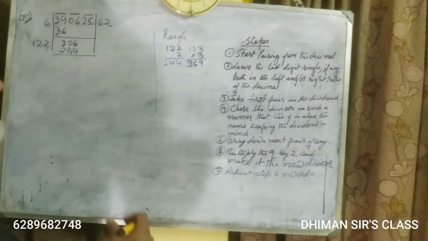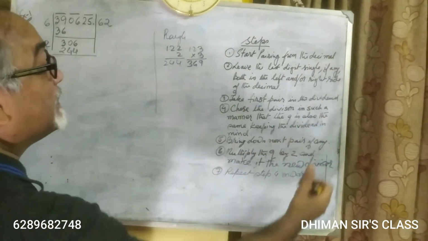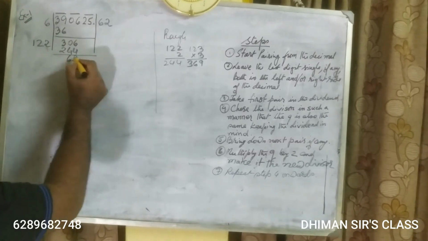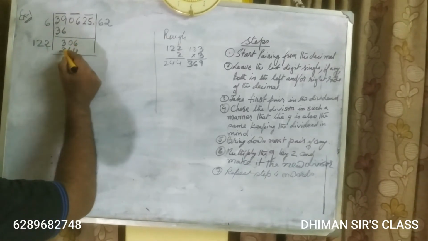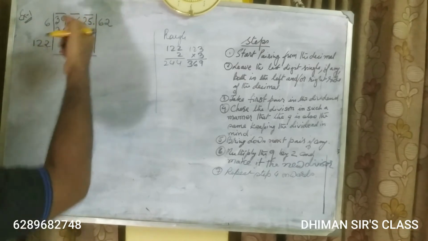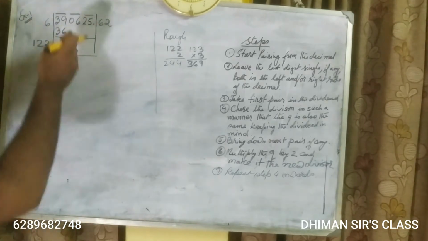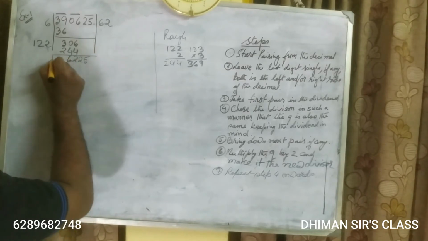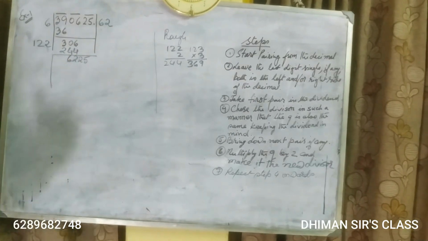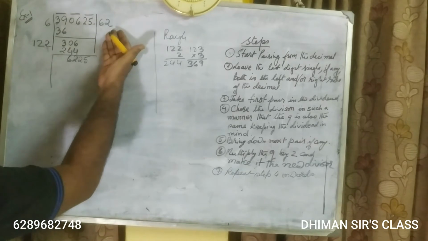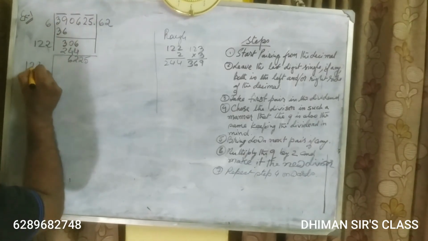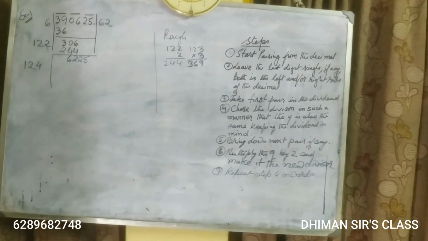Okay. Next, bring down the next pair if any. So 2, 6. So 2 plus 4, 6, 6 plus 4, 10, 3. Is there any other pair to be brought down? Yes, sir. So bring down this 25. Now again, multiply the quotient by 2. 2 2s are 4, 2 6s are 12. 124 it has become now.